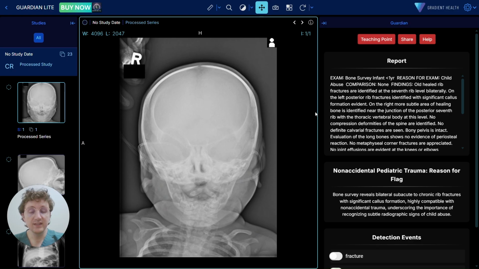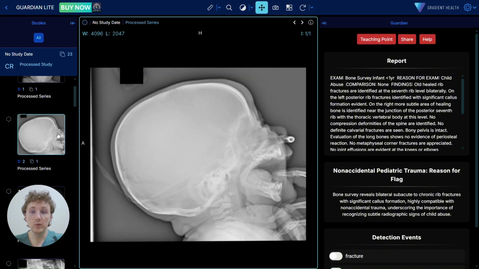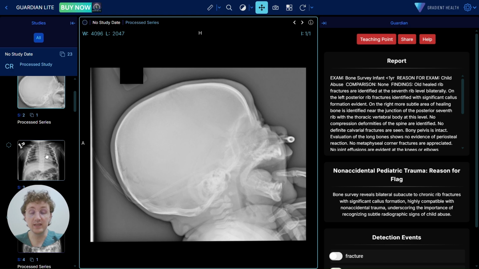Let's go! For this case, we have a bone survey for an infant. When evaluating these bone surveys, we're looking for osseous and soft tissue deformities that we can pick up on radiograph. The most common indication is an evaluation for non-accidental trauma or suspected child abuse. And as we move through, we're looking for fractures in the cranium.